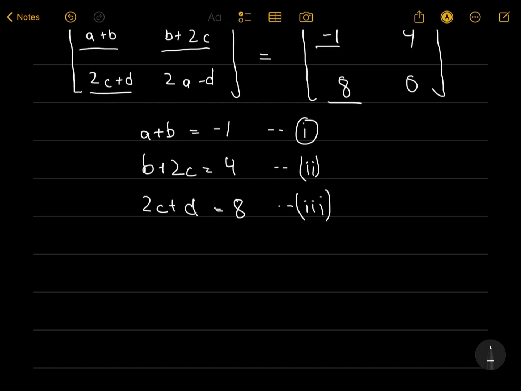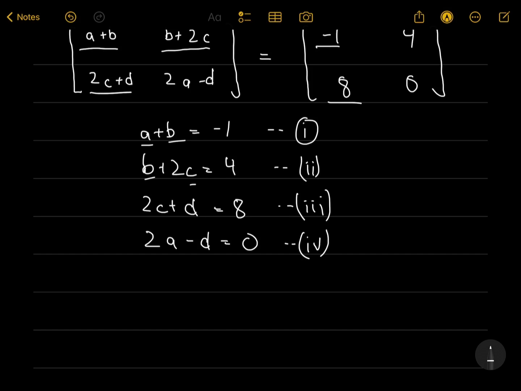And the fourth equation is 2A minus D equals 0. So this is the fourth equation. Now what we need to do here is we need the values of A, B, C, D. So if we see, we get multiple variables in each equation. So this A and B, and B and C, and C and D, and A and D. We can find these values individually from these equations.